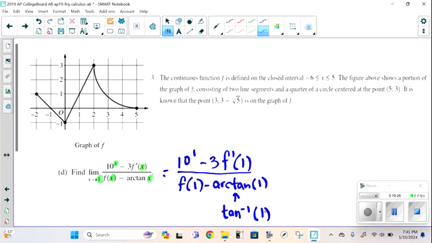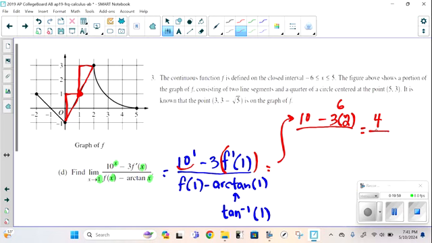All right, well, let's start evaluating this. 10 to the 1 is just 10. Minus 3 times, this is telling me I want the slope at 1. If I look at my graph, what's the slope of this line? That is up 2 over 1. That has a slope of 2. That is 10 minus 6, which is 4.